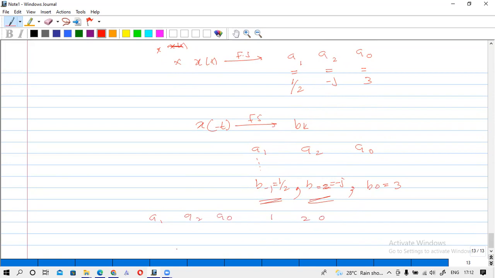So you can see that if you have a1, a2, a naught, that means 1, 2, 0 harmonics for x(t). For the time reverse signal you will have b minus 1, b minus 2, b0. That means you will have minus 1, minus 2, 0. So these are the harmonics. So the harmonics number will be reversed. Okay, so that is the idea.